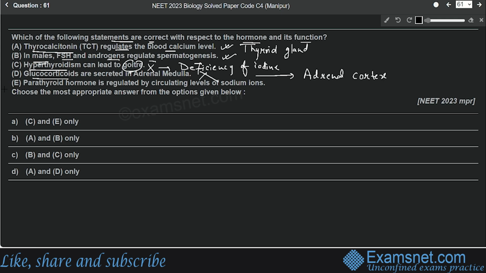Then the last statement is parathyroid hormone is regulated by circulating levels of sodium ions. Again, this is an incorrect statement. It is regulated by circulating levels of calcium ions, not sodium ions. Therefore, the correct statements are only the first two statements, A and B. The other three are incorrect. So A and B only, option B will be the correct answer.